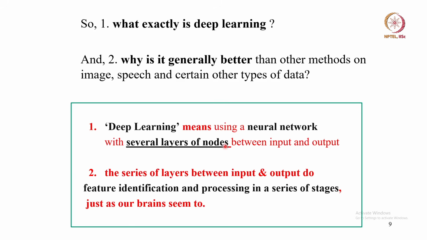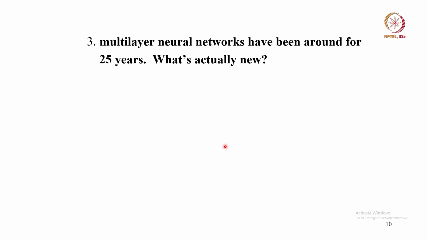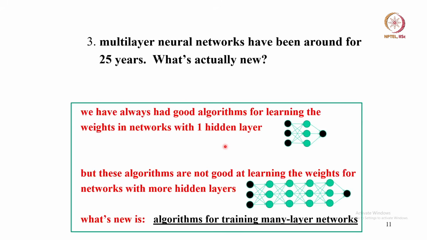So, these layers between the input and the output do feature identification and processing in a series of stages, which they say is how the brain actually seems to do it. So, what is new in this? There was the multi-layer neural network. What's the difference between a multi-layer neural network and the deep learning architectures which we are looking at here?